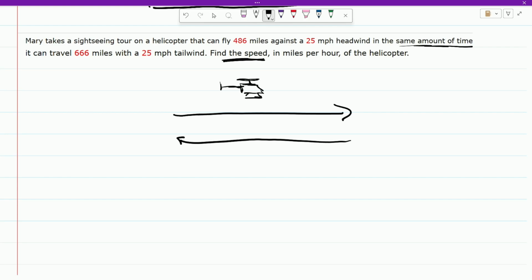There we go. There's our helicopter right there. So this would be the tailwind. Now it makes a lot more sense. And this would be our headwind. So the tailwind works with us, and then the headwind works against us.